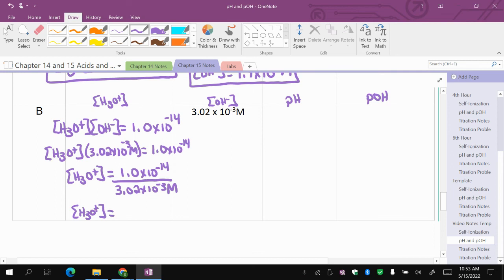And so when you do this, you have 2 sig figs from the Kw. You have 3 sig figs from the hydroxide ion concentration. So your answer should have 2 sig figs. We go with the least number. And so that's your hydronium ion concentration.